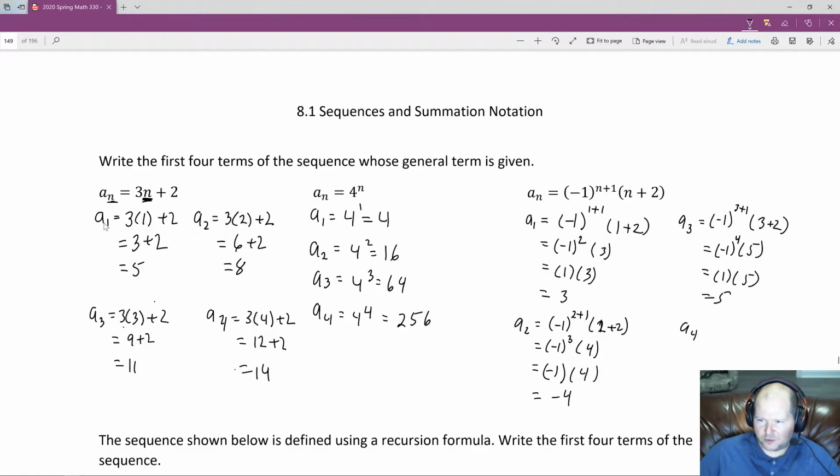And we're now on the 4th one in the sequence, which is negative 1 to the now 4 plus 1 power, and then 4 plus 2 within the parentheses. So I just replaced all of the n's with the 4. Okay, so we have negative 1 to the 4 plus 1 or 5th power, and the 4 plus 2 is 6. Negative 1 to the 5th power is a negative 1, because a negative to an odd power is a negative. And that negative 1 is going to be multiplied by a 6, which gives me a negative 6.